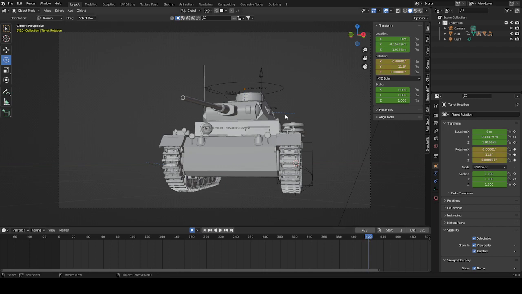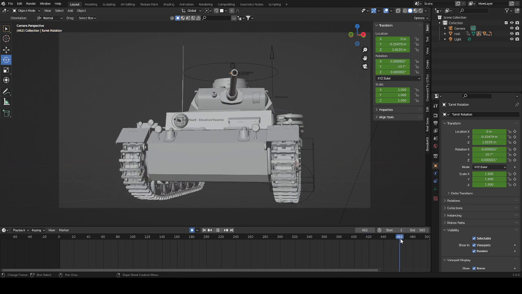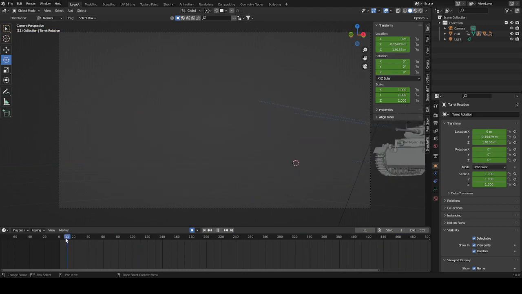So yes, I think I've gone over the most important things. I will probably make another video on this rig itself, because it's a very interesting topic for me as well, because I learned a lot during this. But for now, you have to live with these 5 tips and tricks for animating tanks.